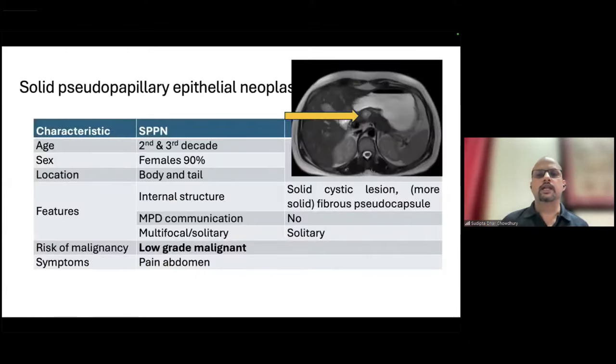Now, SPEN usually occurs in a younger age group, between the 2nd and 3rd decades. Women are most often affected with SPEN. They occur in the body and tail region, and the internal structure is predominantly solid-cystic, more solid, with a dense fibrous capsule. They do not communicate with the main pancreatic duct, and they are not multifocal; they are usually solitary. They have a low risk of malignancy. Most of the patients, younger women who come with SPEN, usually present with abdominal pain and an incidentally detected lesion.